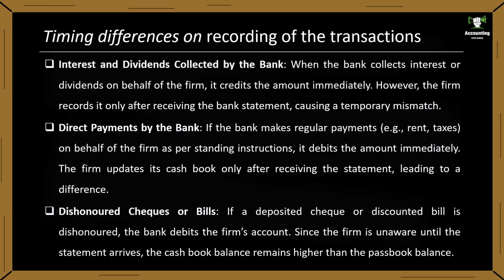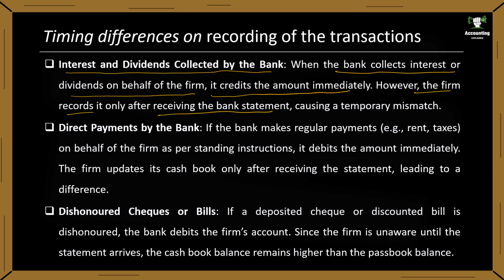Next cause for timing differences: interest and dividends collected by the bank. When the bank collects interest or dividends on behalf of the firm directly, it credits the amount immediately. However, the firm records it only after receiving the bank statement, causing a temporary mismatch. So whatever items the bank receives directly, the business will know about them only when it receives the bank statement. Till that time, the business will not know about it.